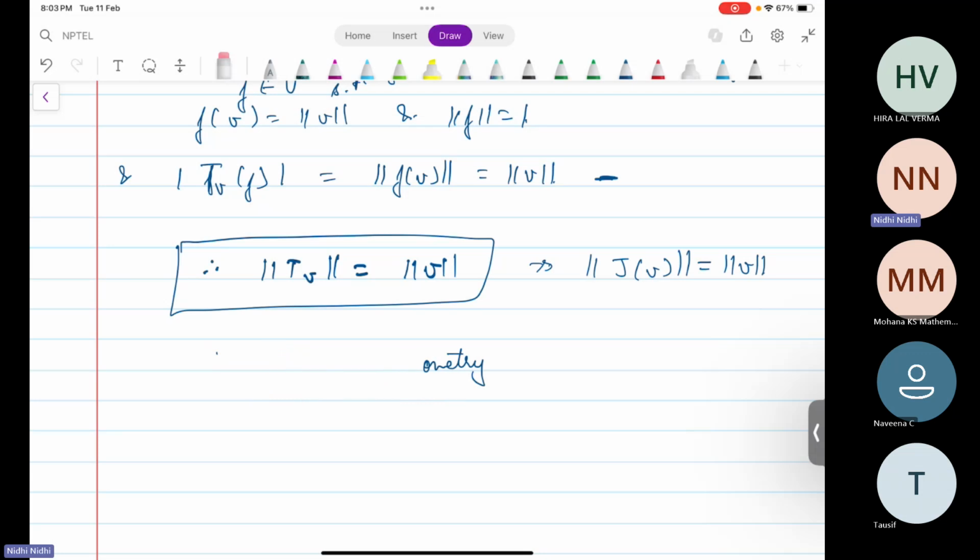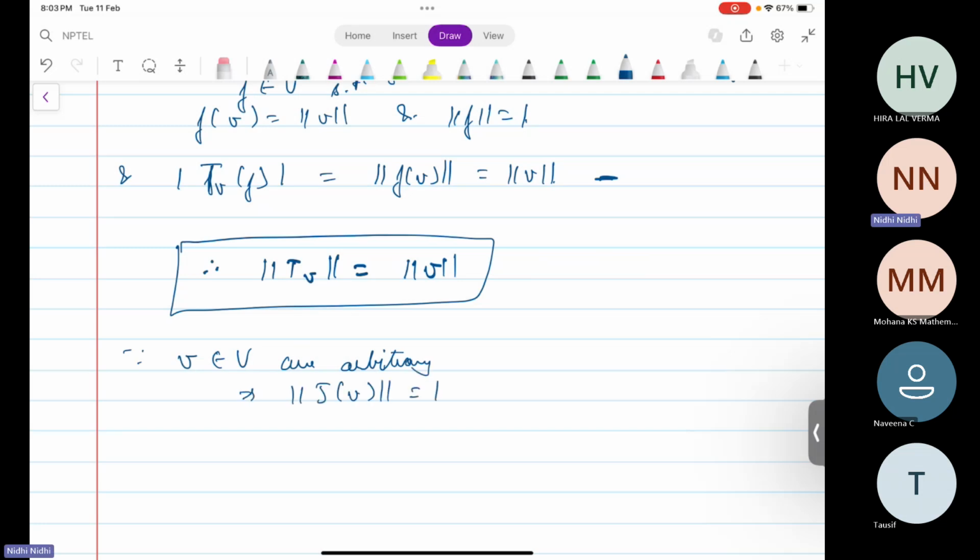Instead, I should write. Now, since v belonging to V was arbitrarily fixed, we have norm Jv is equal to norm v for every v in V. This implies J is an isometry.